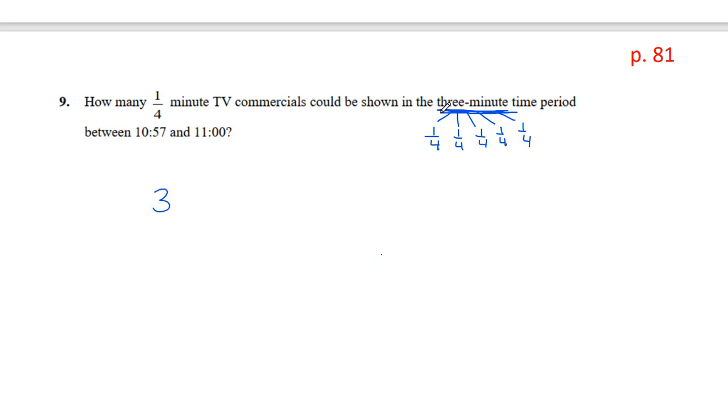So because we're splitting up that 3-minute time period, we're going to be dividing. So we need to put the 3 first, and we're going to divide that up by 1/4. We have a fraction here, so we're going to change the 3 to be 3 over 1. And because it's division, we're going to keep the 3 over 1, change to multiplication, and flip to the reciprocal. Now we have multiplication. 3 times 4 is 12. So we can have 12 commercials in that 3-minute time period.